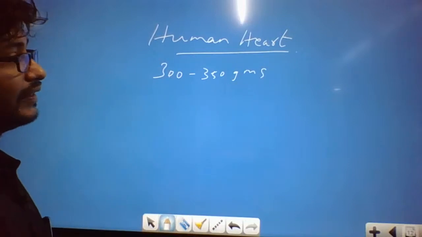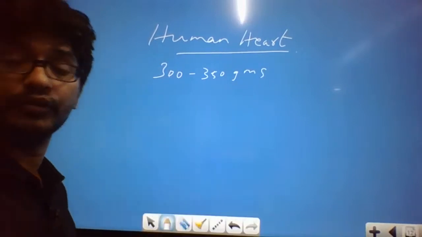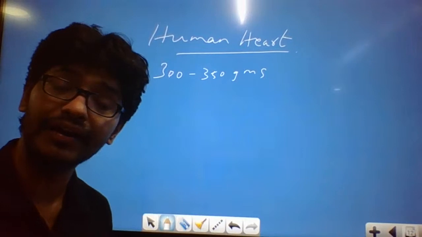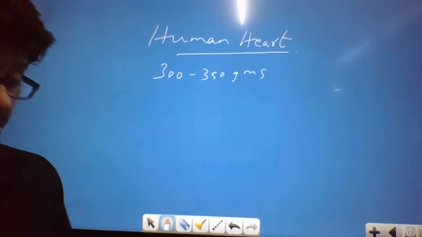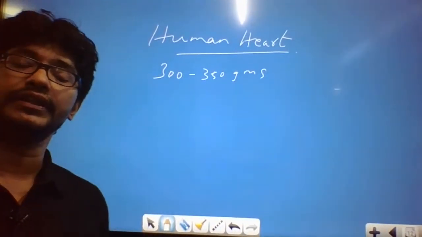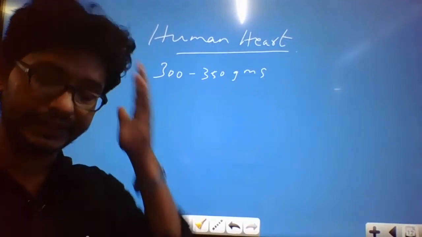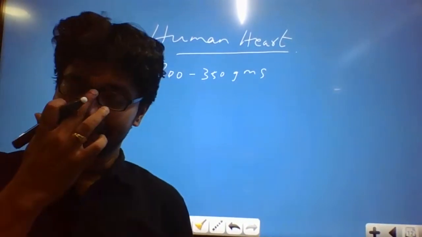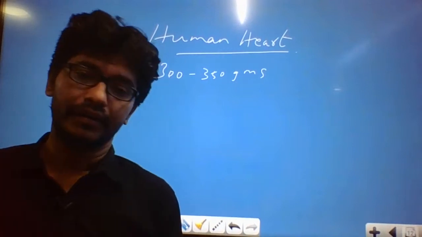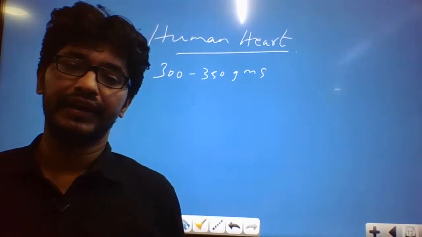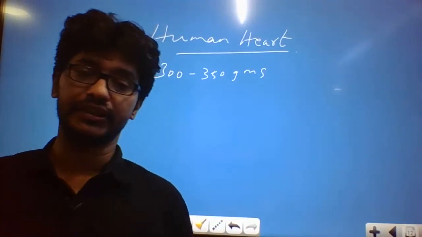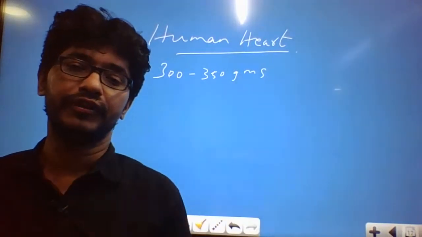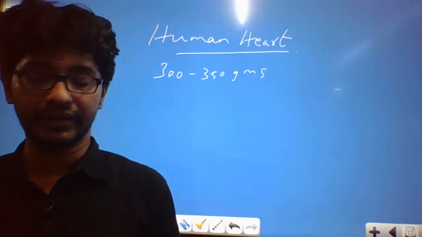The human heart is 300 to 350 grams. You would have studied about the structure of the heart. The heart consists of two auricles and two ventricles, a four-chambered structure. The only thing you should understand in the heart structure is the superior vena cava and inferior vena cava, and the difference with the pulmonary artery and pulmonary vein.